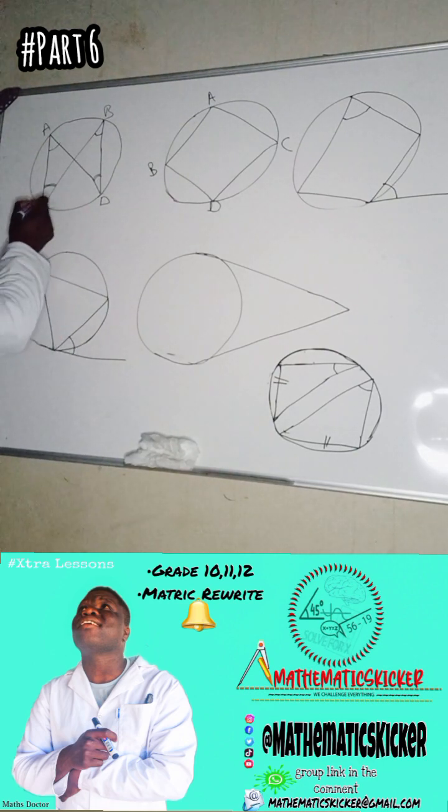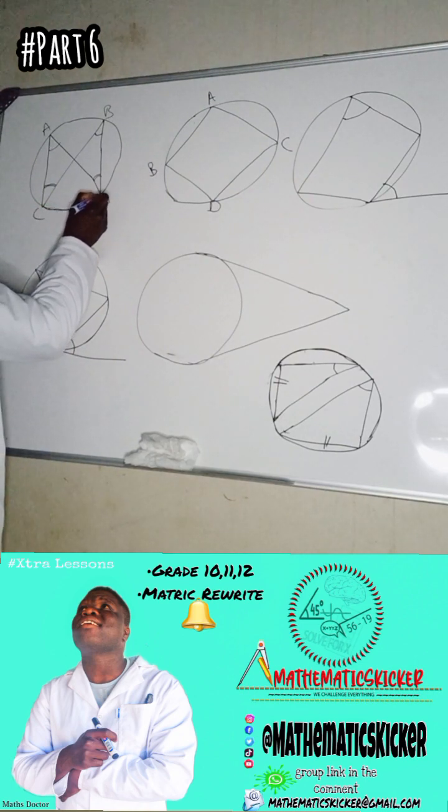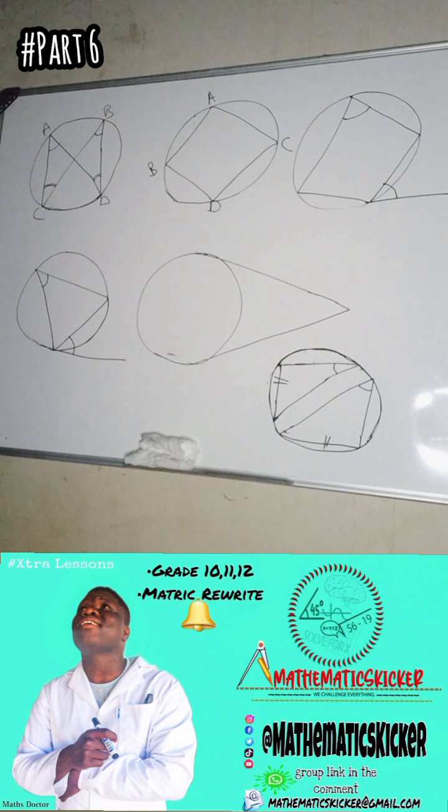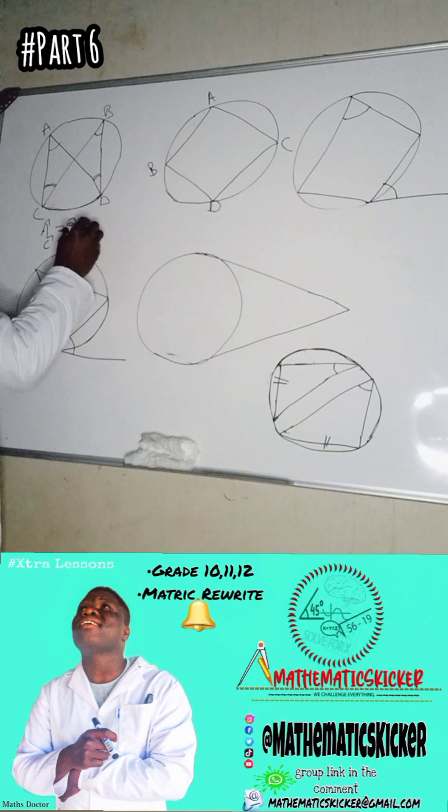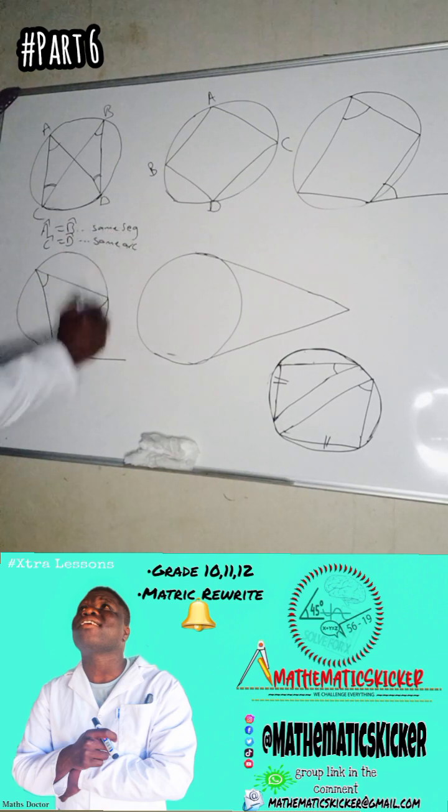The reason is the angle subtended by the same arc. This arc subtended this angle, that's subtended by the same arc or angle in the same segment, right? This is a segment, right? Angle in the same segment or angle in the same arc. Angle subtended by the same arc. That is the reason. You can conclude by saying angle A is equal to angle B or angle C is equal to angle D. You must know that the reason is the same segment or angle subtended by the same arc.